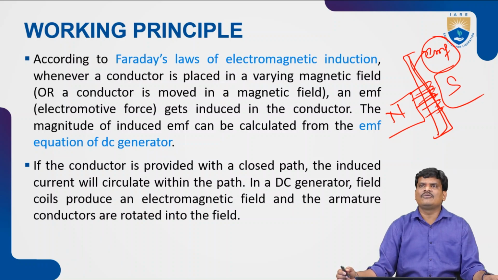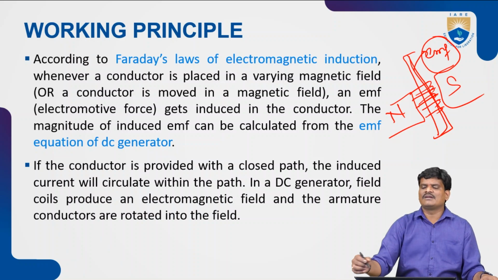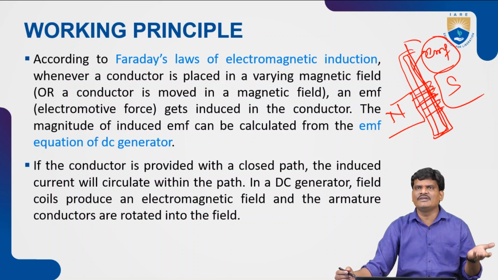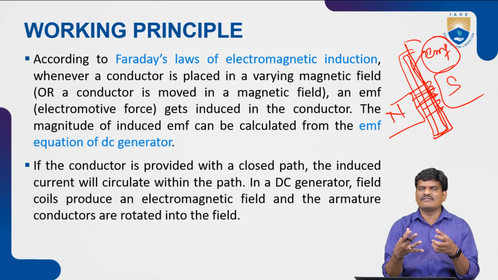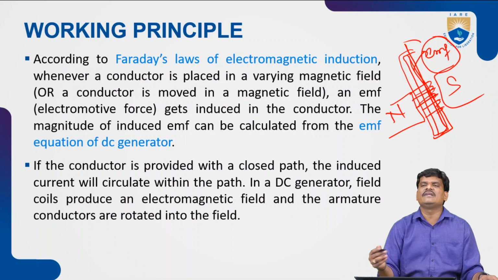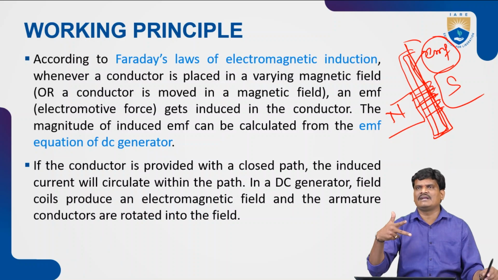And in order to know the direction of this particular induced EMF, we need to use Fleming's right hand rule. Whenever a conductor is placed in a variable magnetic field, an EMF will be induced within the conductor. But if I want to know the direction of the induced EMF, what do I need to use? I need to use Fleming's right hand rule.